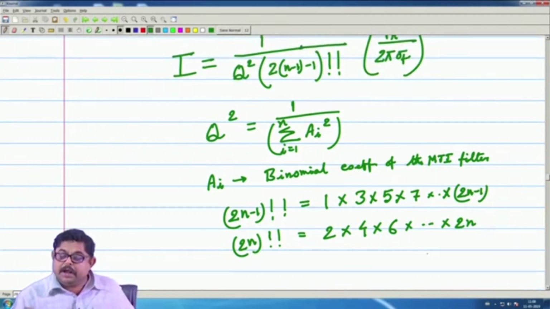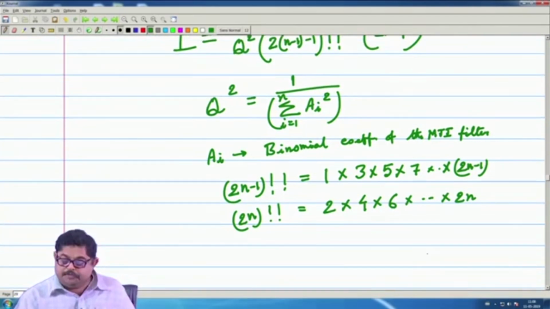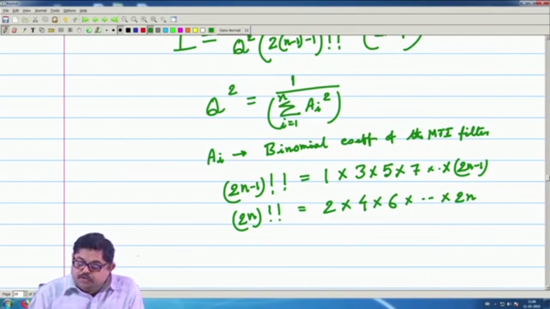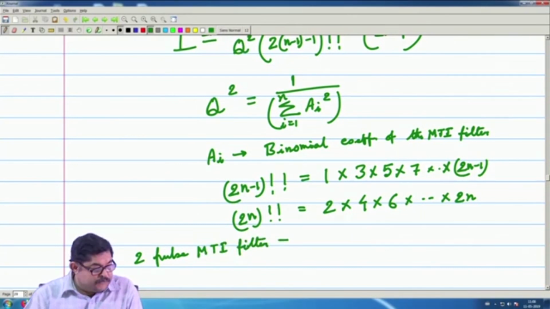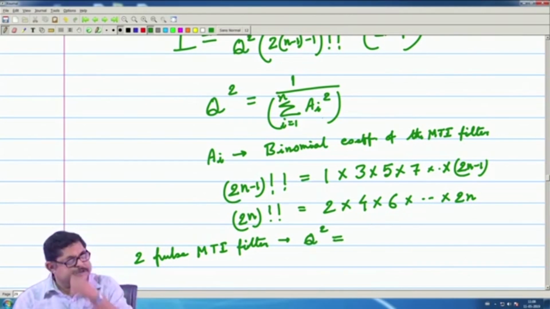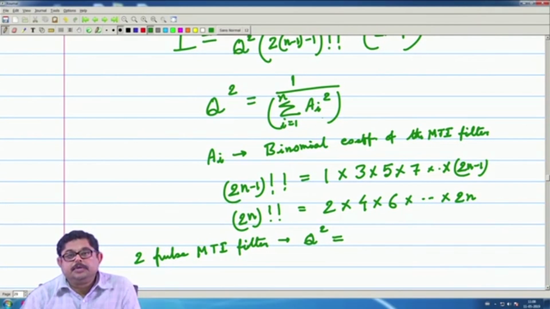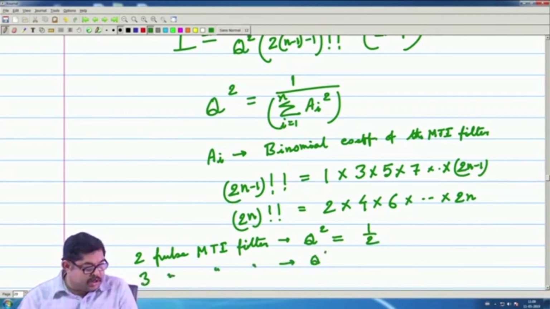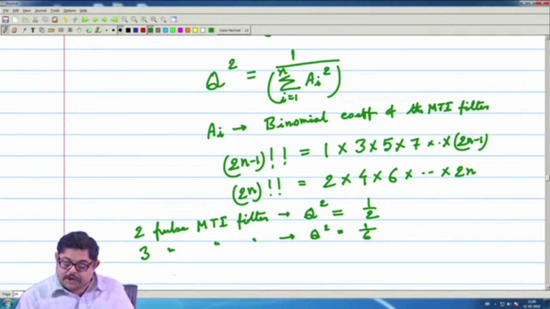So, we can now find out from that formula, for a 2 pulse MTI filter, what will be Q square? You can find out because you have those coefficients. So, it will come out to be half. For a 3 pulse MTI filter, Q square will be 1 by 6. This you can easily check.